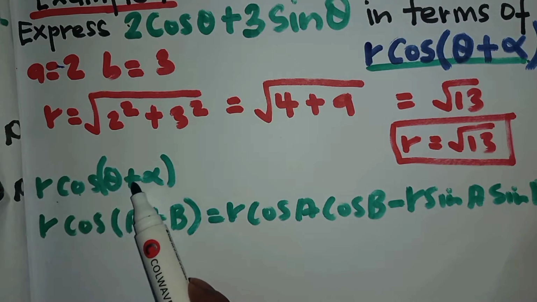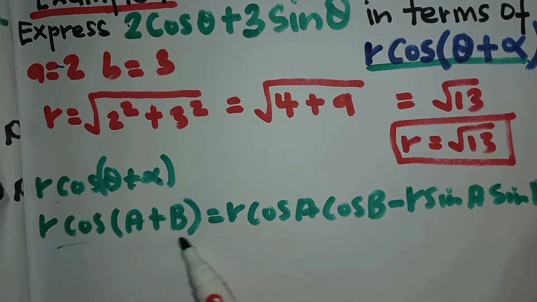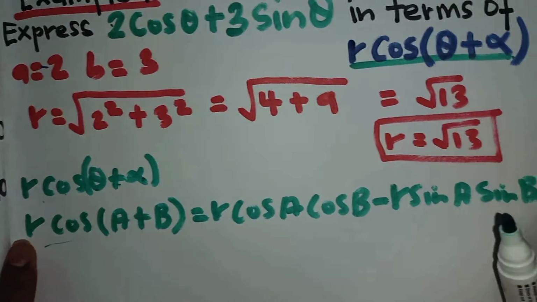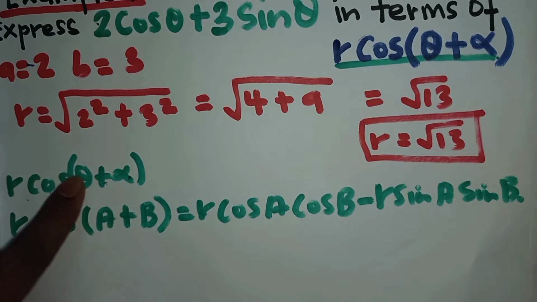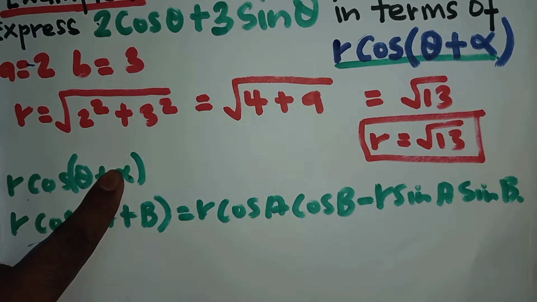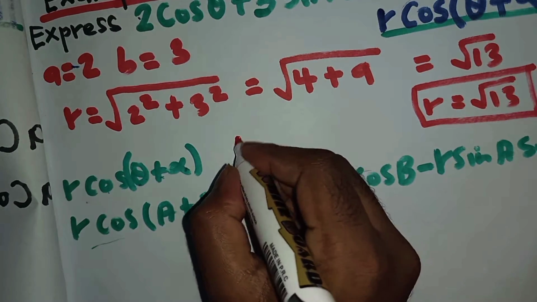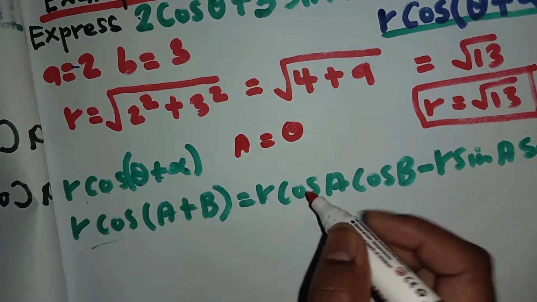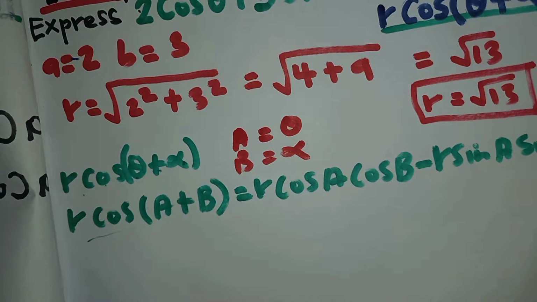So that is why we have written this formula. We have r cos theta plus alpha. This is same as a plus b, and this is coming from the addition formula. This is from your formula sheet, right? Now our value of a is basically theta, right? a is theta and b is alpha. So we can write here that our a is theta and b is alpha. We have to note that. Okay, so let's replace that in this equation here.